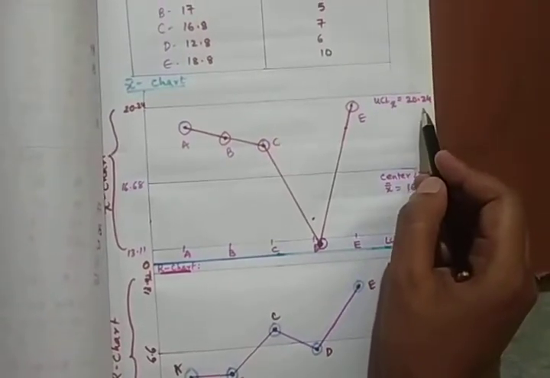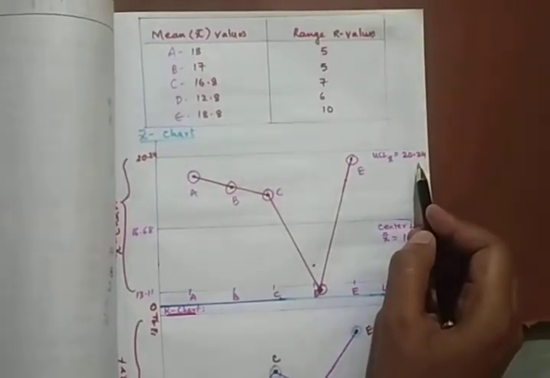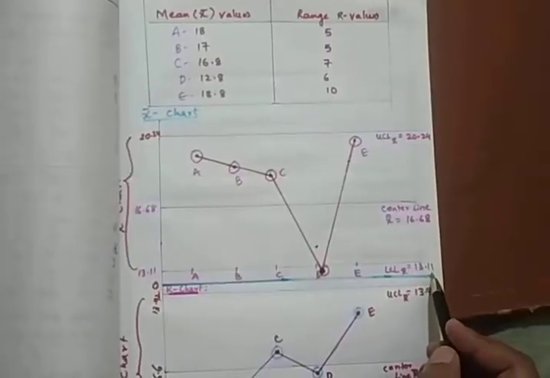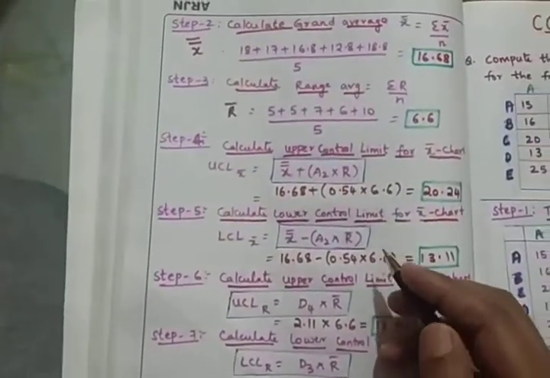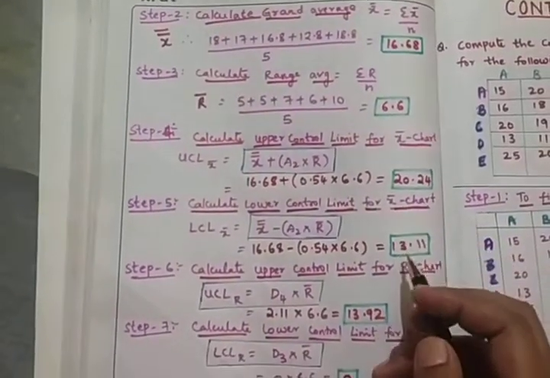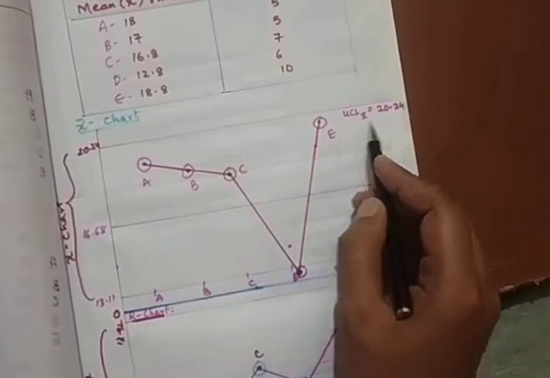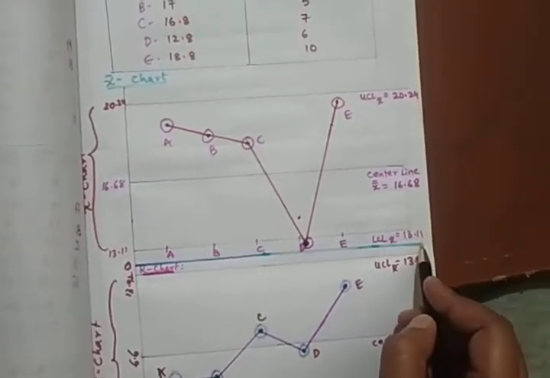The upper control limit is 20.24 and the lower control limit is 13.11, which we have computed earlier. See here we have computed, UCL for X bar is 20.24, LCL for X bar is 13.11. The same thing I have marked: UCL is 20.24 and LCL is 13.11.